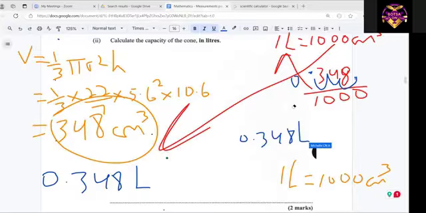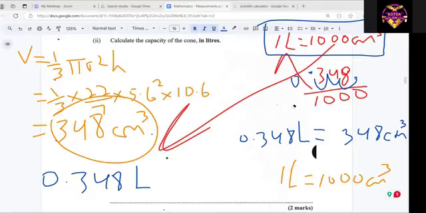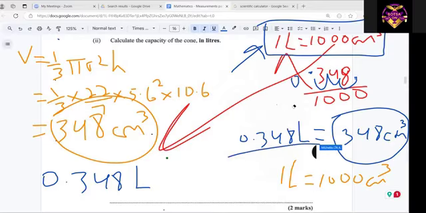Now, to me, that makes sense because I could say that 0.348 liters will be equal to 348 cm cubed. Looking at the original metric formula, it takes 1,000 cm cubed to give you 1 liter. So if I got less than 1,000 cm cubed, I will not get 1 liter, I will get less than a liter, which is 0.348.